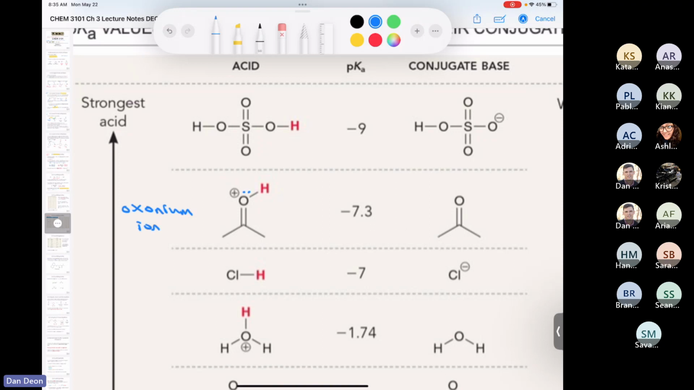And if you're like, well, no, where did you get 100 from? Remember that every change in a log unit is a power of 10, right? So the difference between -9 and -7 is 2, which is the same thing as 10 to the power of 2, which is equal to 100. So that means that sulfuric acid is 100 times a stronger acid than hydrochloric acid.